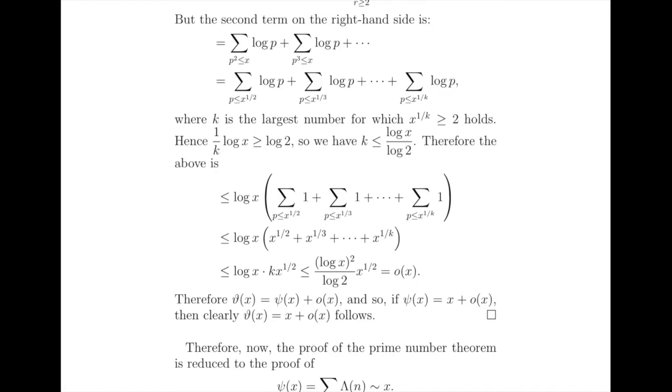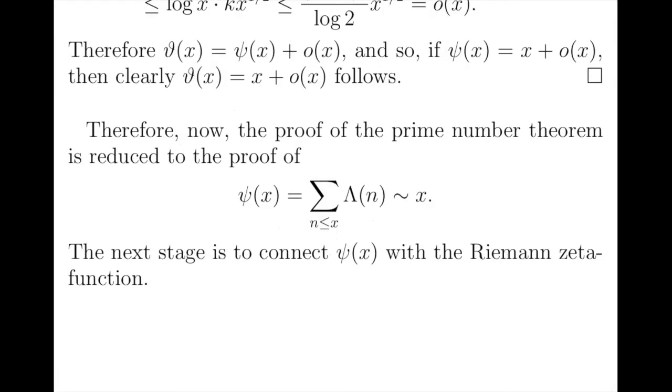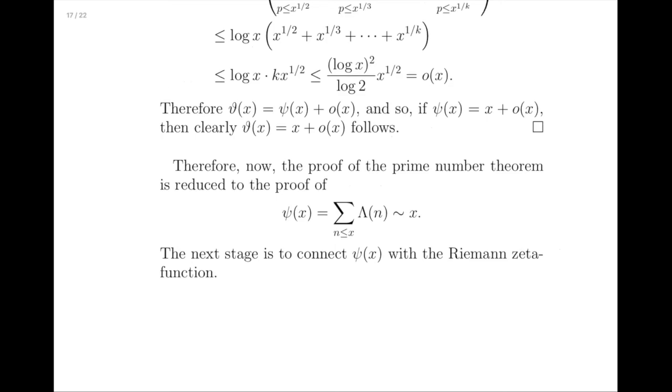So now we obtain that the proof of the prime number theorem is reduced to the proof of this, psi x is asymptotically equal to x. And then from this point, we can connect this argument with the theory of the Riemann zeta function.